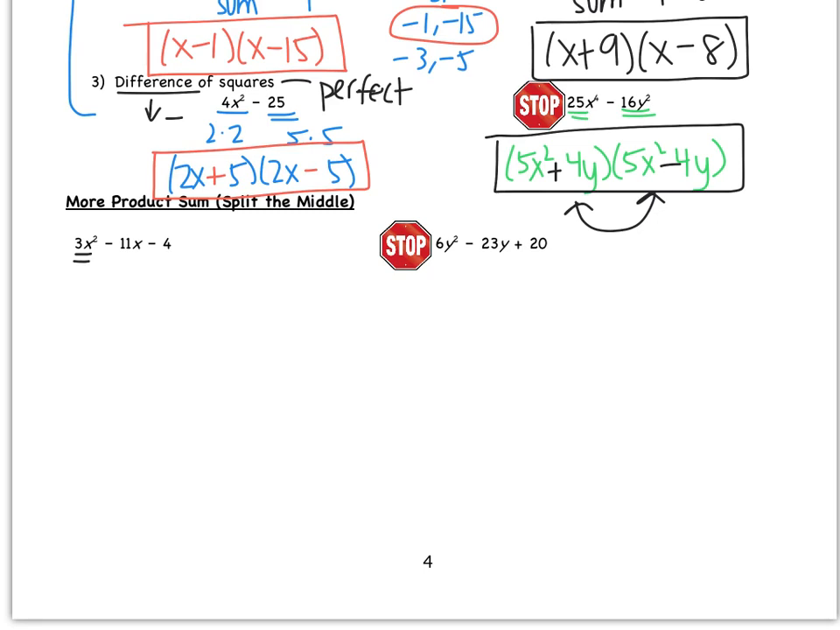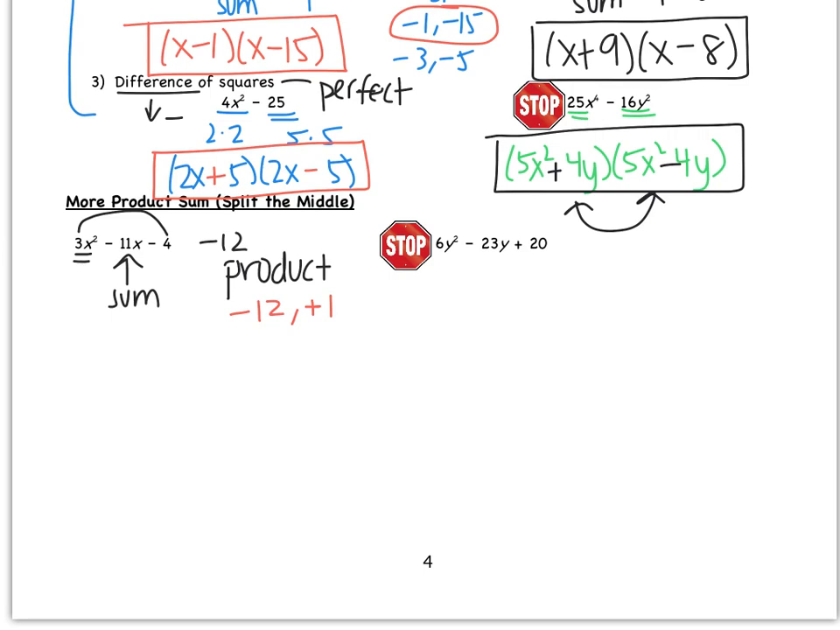So that changes things. You're still going to look for a product and a sum. The middle number is still your sum. The product, though, is where things change. So what you're going to do is you're going to multiply the first number and the last number. So in this case, I get negative 12. That is the product that I'm looking for. So I'm looking for two numbers that multiply to negative 12, but add to be negative 11. That's going to be negative 12 and positive 1. So negative 12 and positive 1 add to negative 11 and multiply to negative 12.